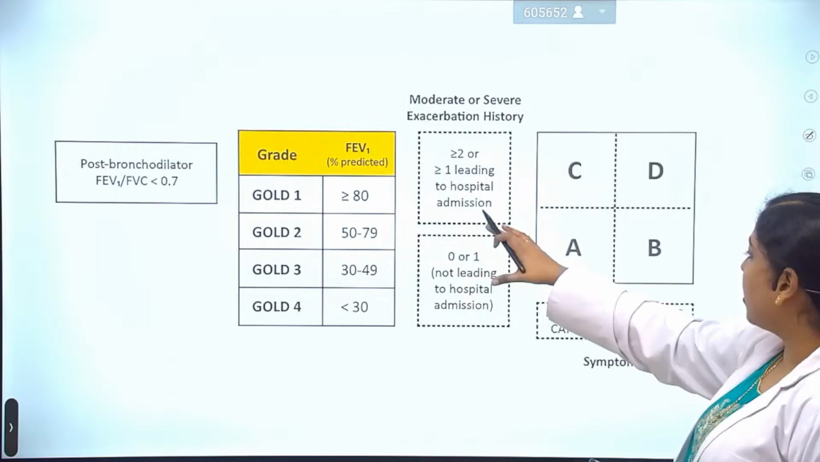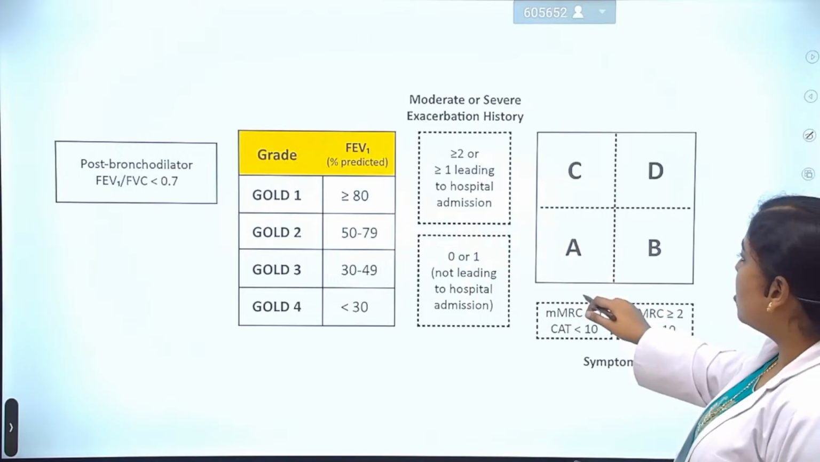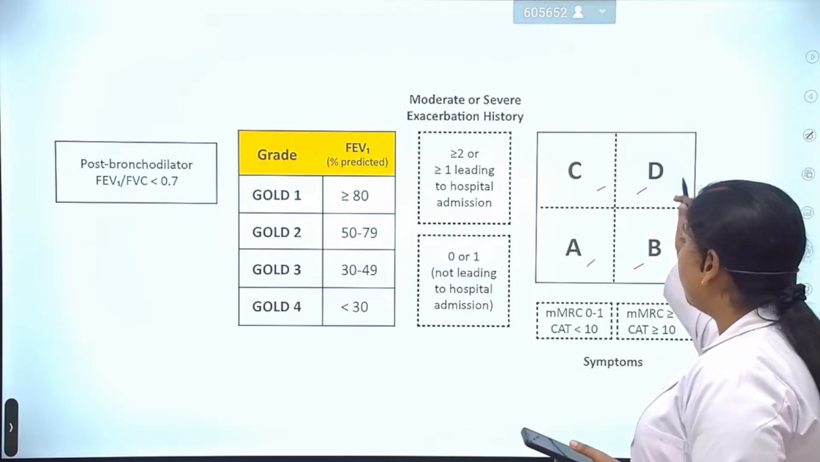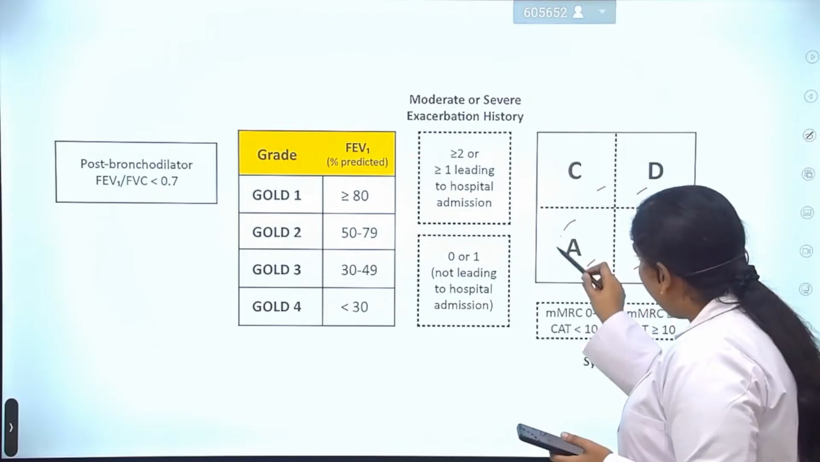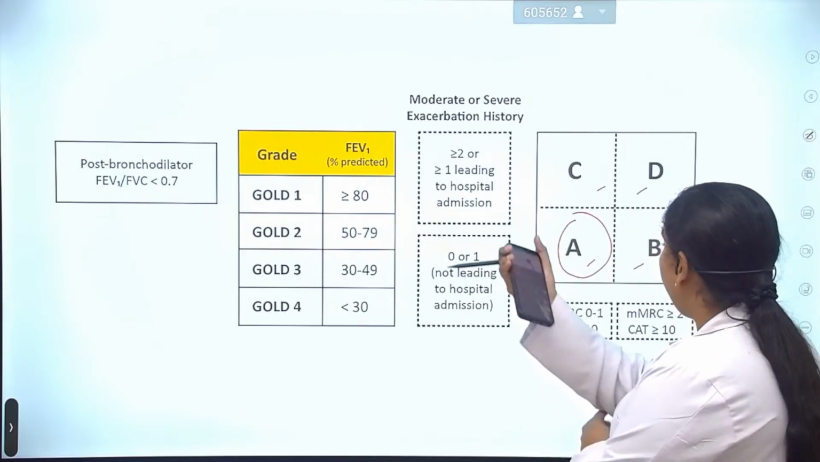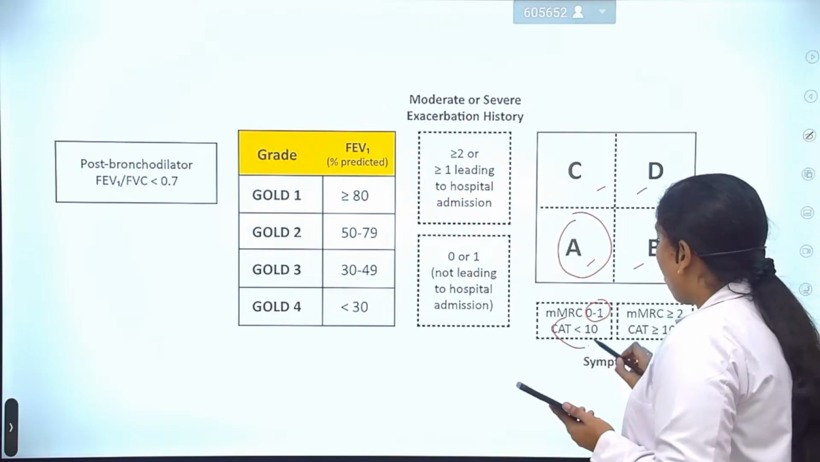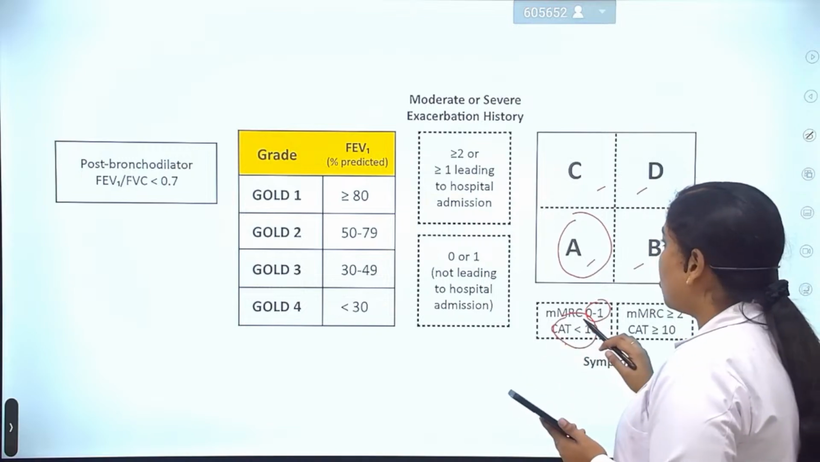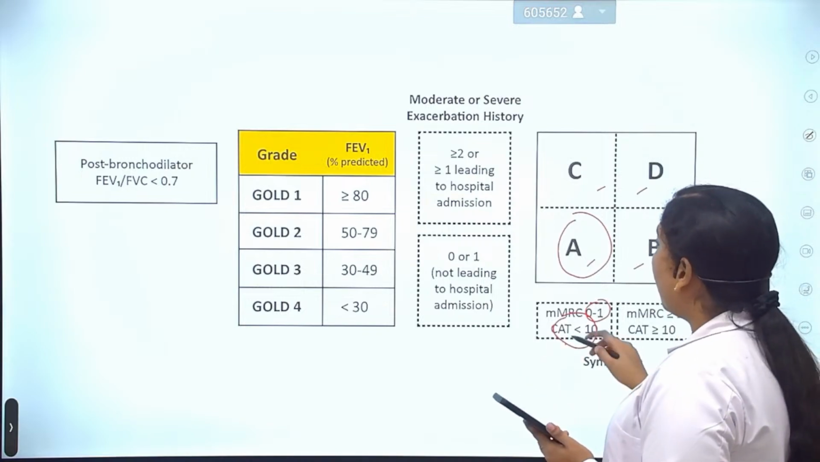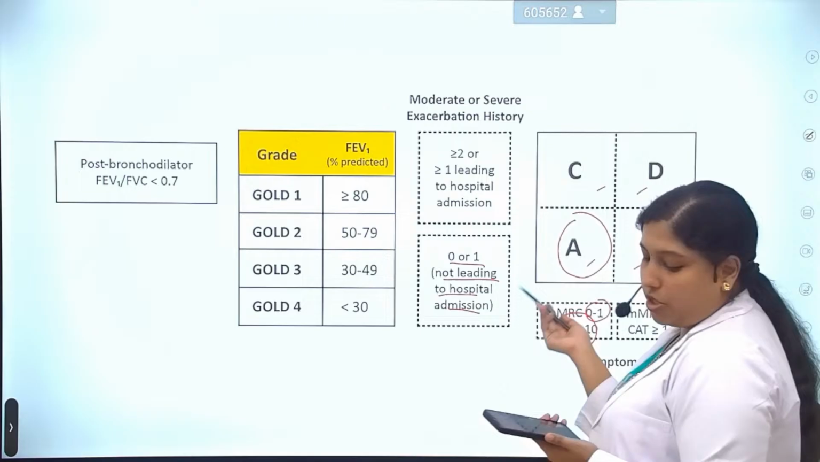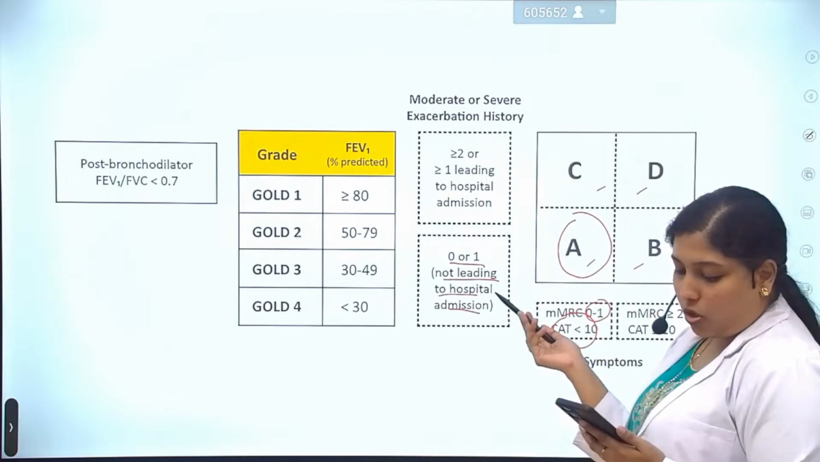As per the FEV1, GOLD criteria and MMRC criteria, they categorize the patients into A, B, C, and D. If you take the A patient, their MMRC score is around 0 to 1, and the CAT score is less than 10, which means the patient has a good quality of life, and they have not been admitted to hospital because of this breathlessness. So they come under category A.